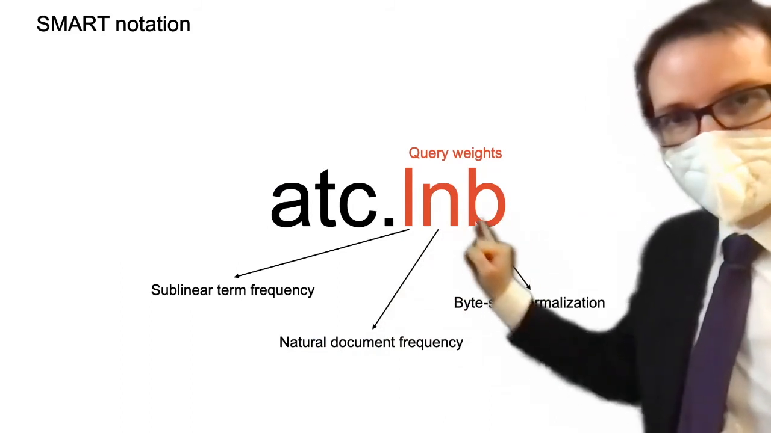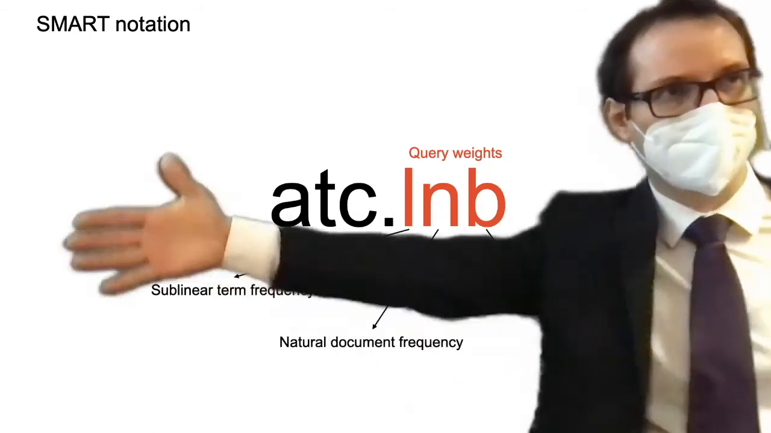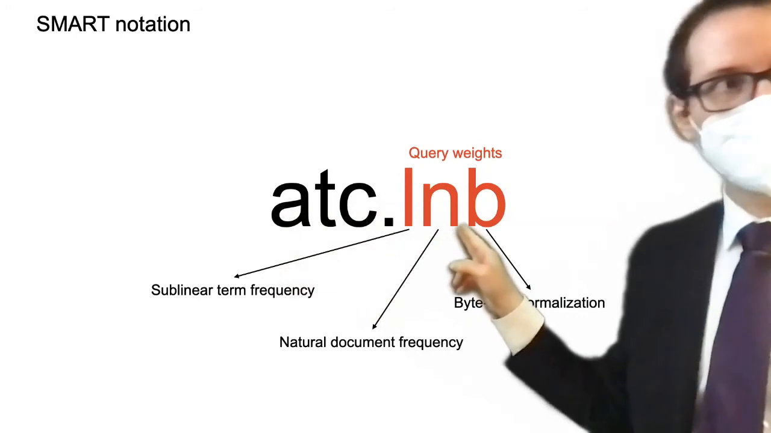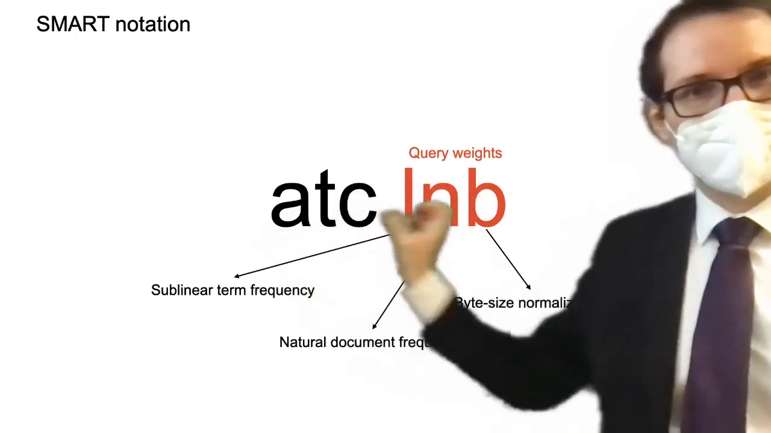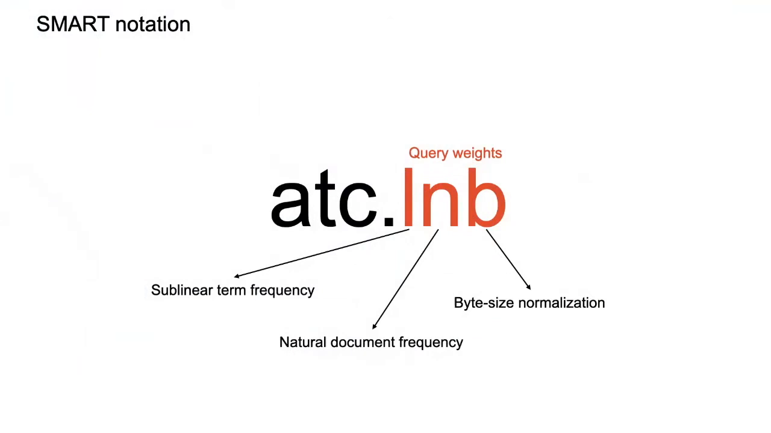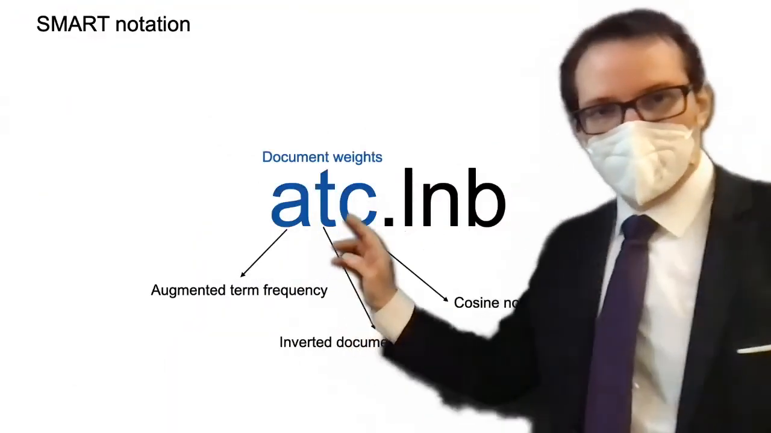And here B means that we renormalize the query with the byte size of the query, right? It's the number of characters in the query, all right? So these are 6 letters, 3 for the document, 3 for the query, and that tells you exactly how you compute your vectors.